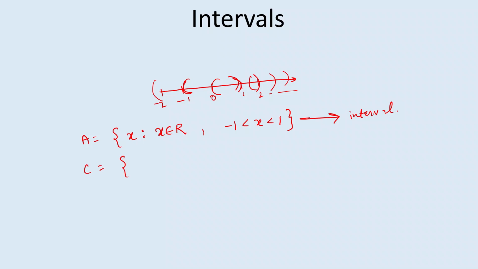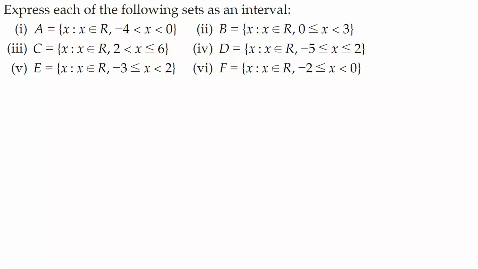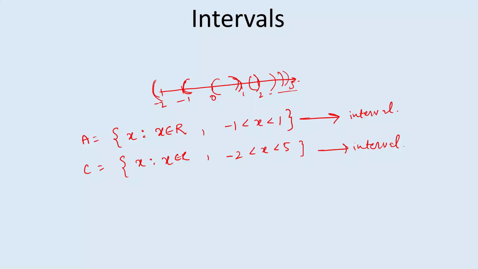So let's suppose C is another set of x, where x belongs to real numbers and -2 < x < 5. So this is from -2 to somewhere over here, 5. Okay, so this is another interval. Okay, so the thing that you need to know here is that there are two kinds of intervals. The first kind of intervals are called open intervals.